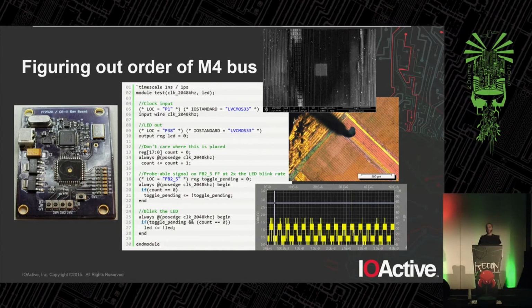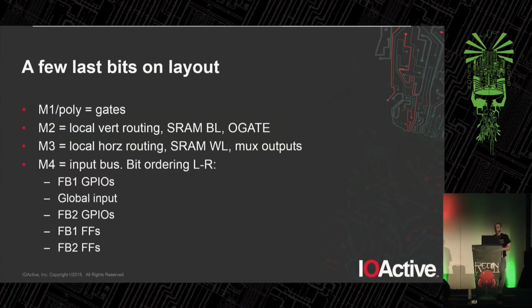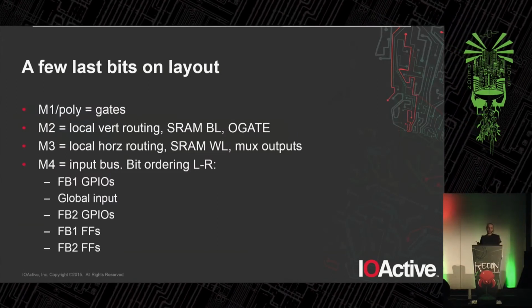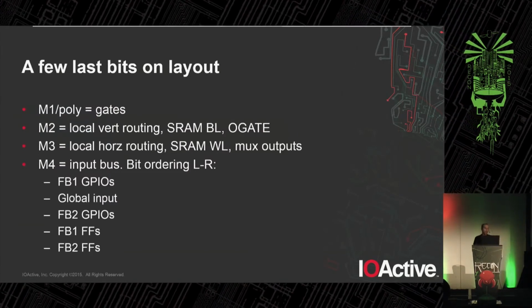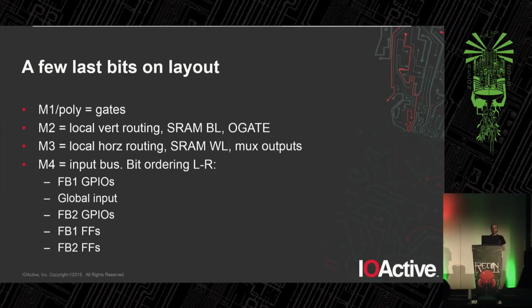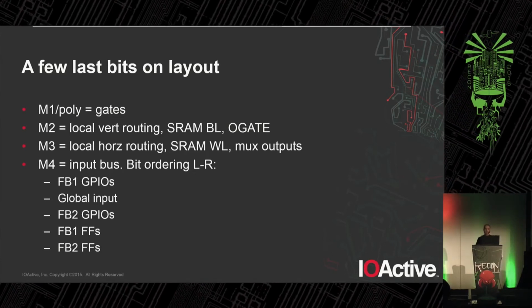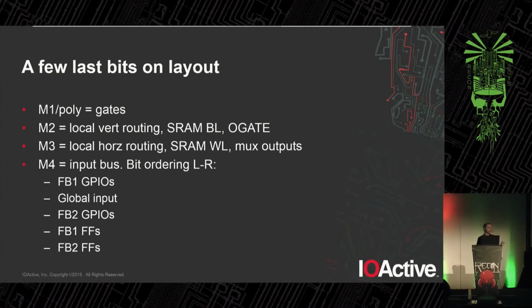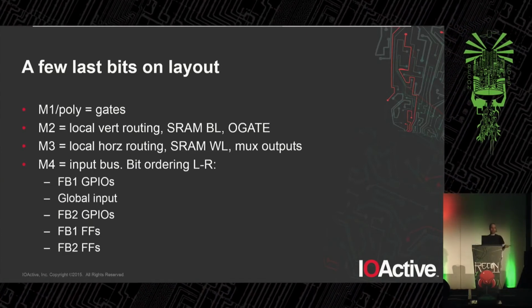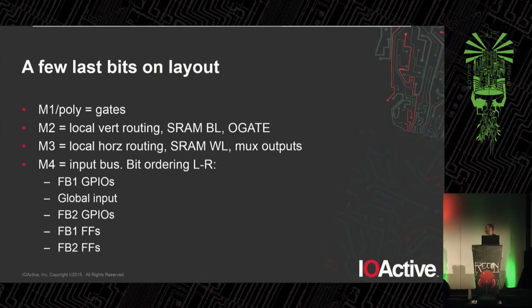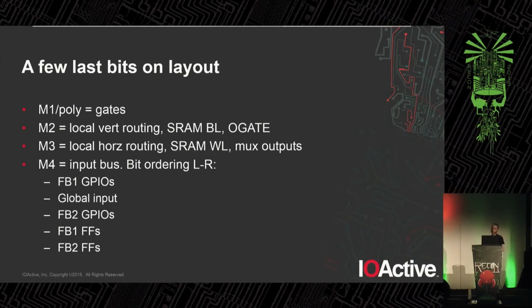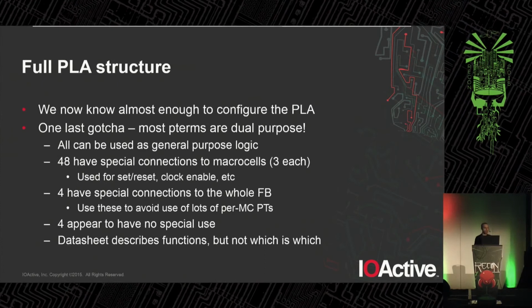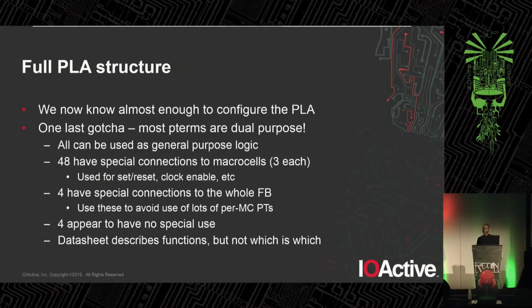So it didn't take too long to figure out the actual bit ordering. So here's the basic summary of the actual layout. We've got gates on metal 1 and poly. Metal 2 is vertical routing, SRAM bit lines, OR gate, then horizontal routing on M3, then M4 is the input bus. It turns out the actual ordering is the GPIOs for function block 1, the global input, GPIOs for function block 2, then the flip-flops left to right. So now we know pretty much enough to configure the PLA.